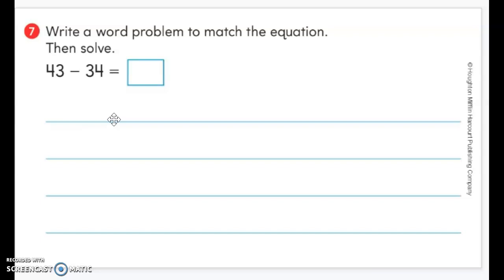Here's an example that you cannot use, but I will give you an example. There are 43 dogs. 34 dogs ran away. How many dogs are left? Okay, make sure you have your story problem and you're asking a question. How many are left? And then solve for your answer. Hit pause to write your equation or your word problem and solve it. Hit play when you're ready.